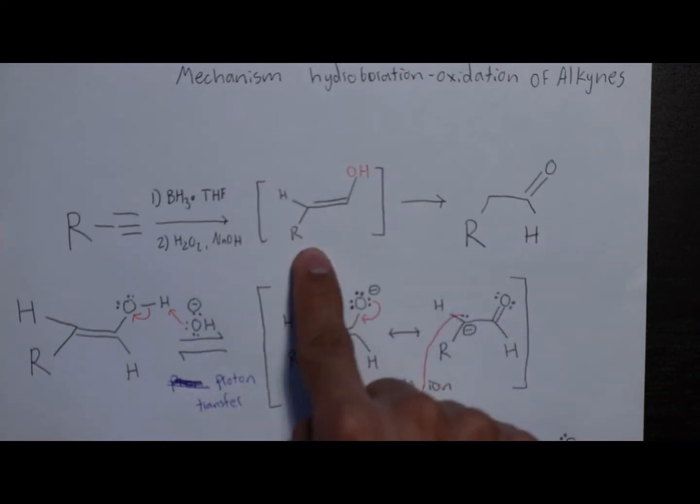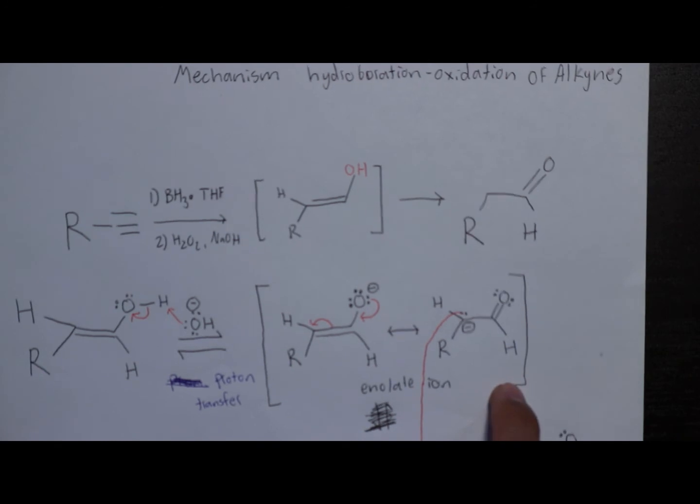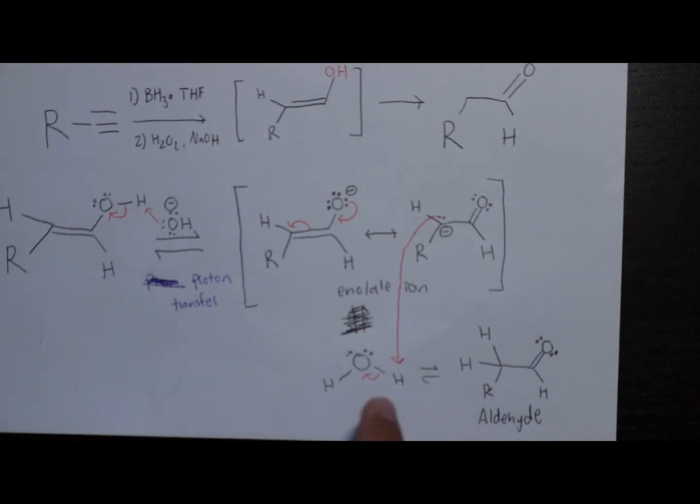So for the mechanism of our enol, we have a proton transfer from the hydroxide taking a hydrogen, then forming an enolate ion. The enolate ion reacts with water as it takes a hydrogen from the water, then forming an aldehyde. So let's move on and show you some examples for this so you guys can practice. Alright, so let me show you the example.